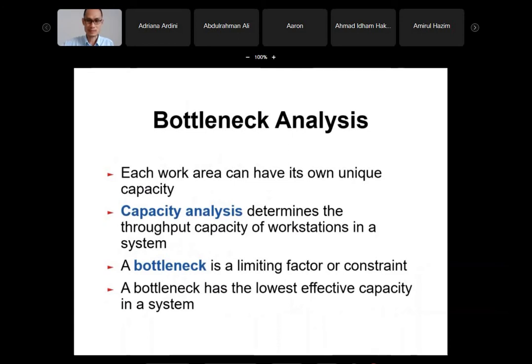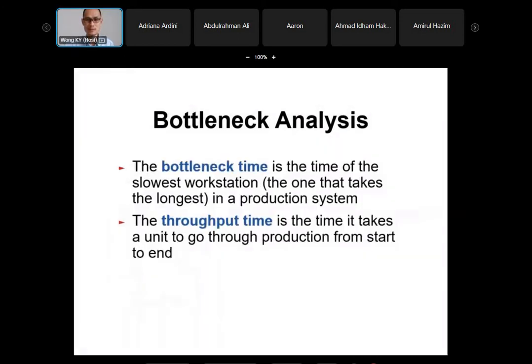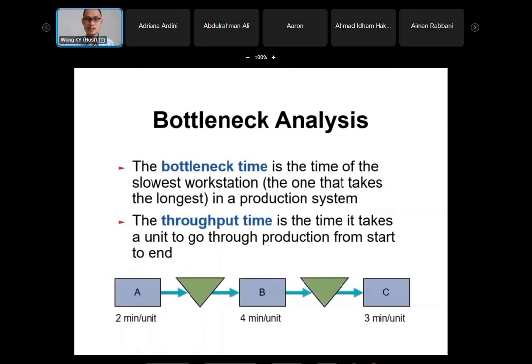A bottleneck workstation has the lowest effective capacity in the system. So it means that a bottleneck station will normally have the longest cycle time, the longest production time. So the bottleneck time is the time of the slowest workstation, the workstation that takes the longest time in the production system. So workstation B is the bottleneck workstation. When we do bottleneck analysis, we always try to identify where the bottleneck workstation is. Because knowing this is important, this bottleneck workstation will determine the effective capacity of the entire production line.